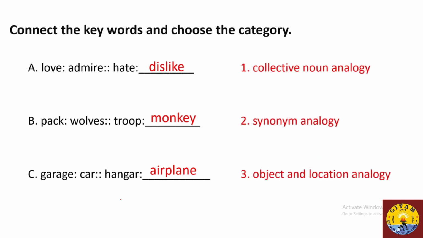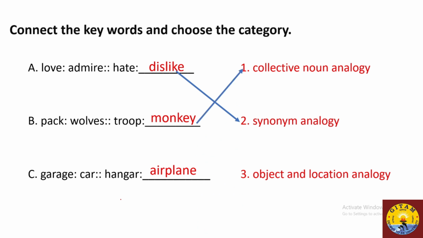Now look at the category. Now I jumbled the order of categories. Can you look at the left side options named A to C and right side options named 1 to 3? Now can you match them? Can you match them? The first one is synonym analogy. And what about the next one? What about the next one? Can you try? You're right.